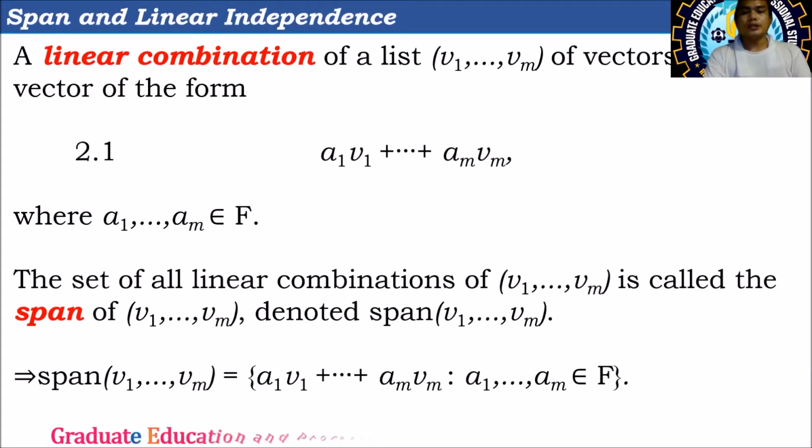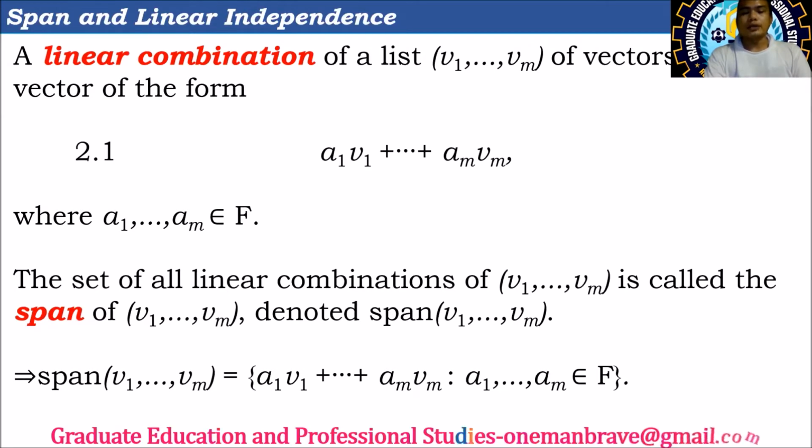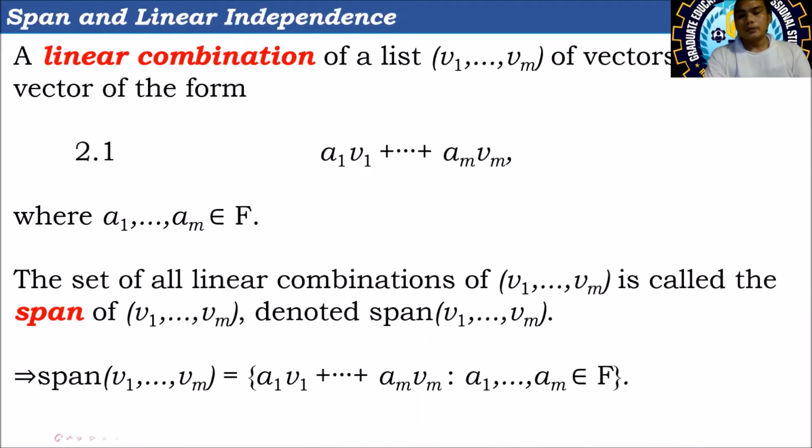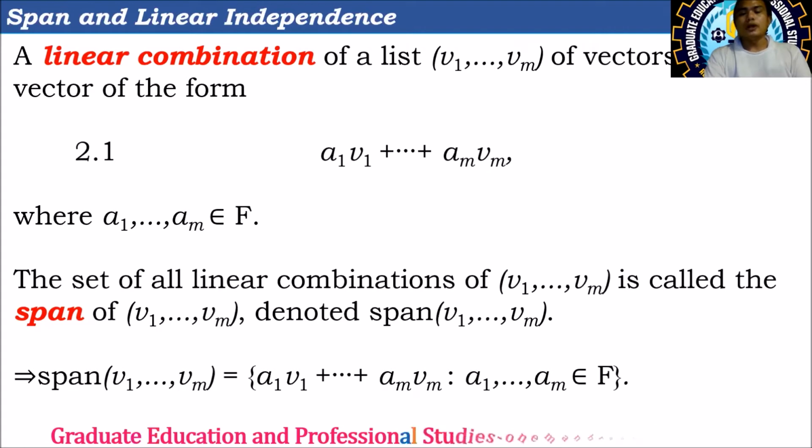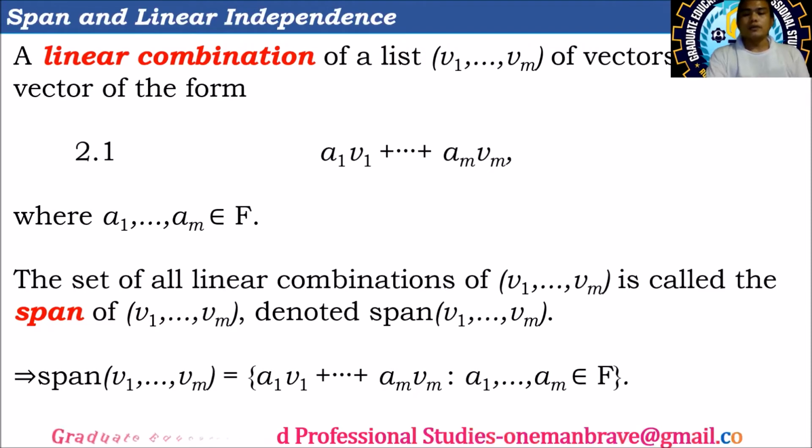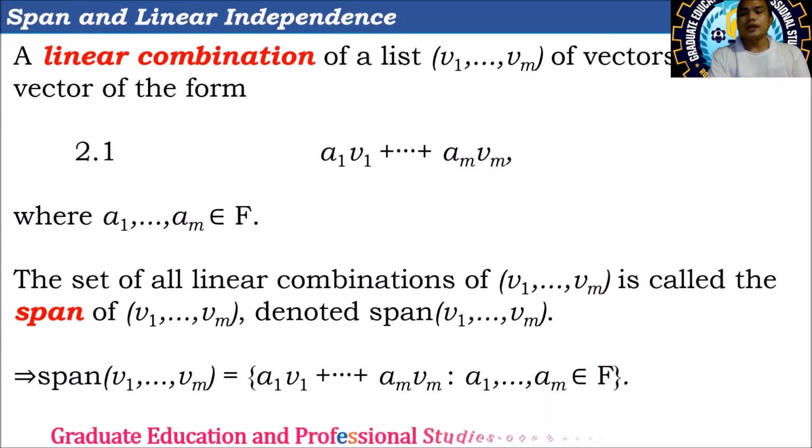So let's first define linear combination. A linear combination of a list of vectors v1 to vm in V is a vector of the form a1 v1 + ... + am vm, where the a's are elements of F. The set of all linear combinations of vectors is called the span of the vectors. So span(v1, ..., vm) is equal to {a1 v1 + ... + am vm such that the a's are elements of F}.